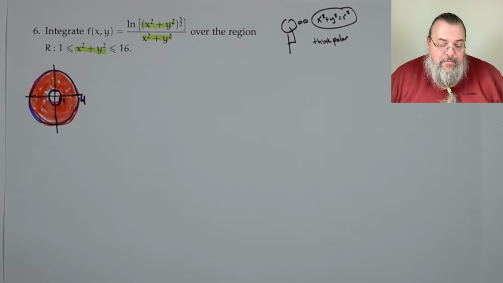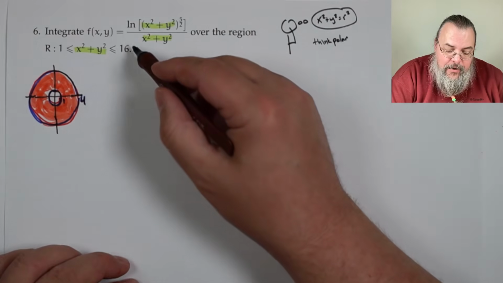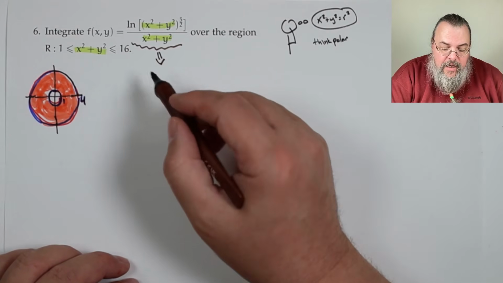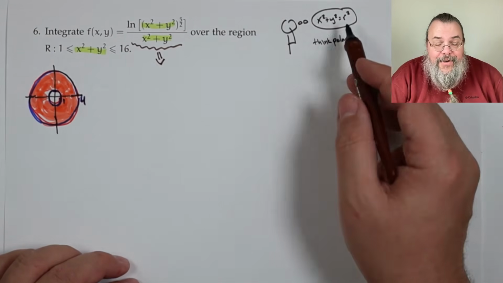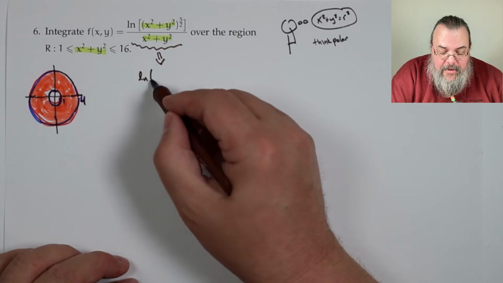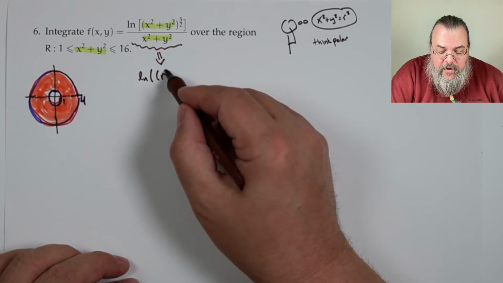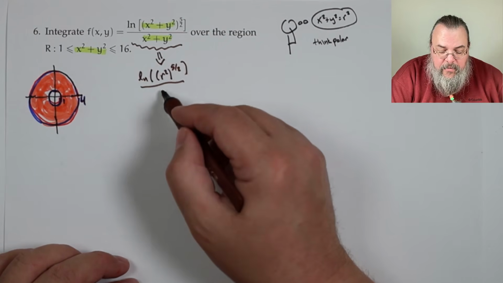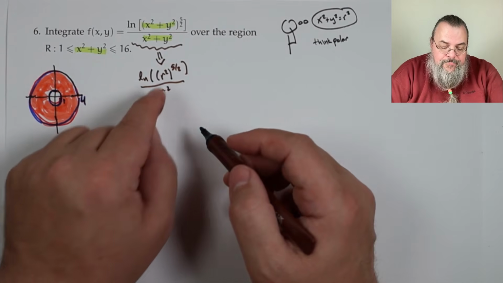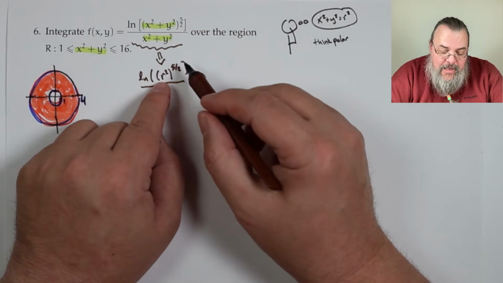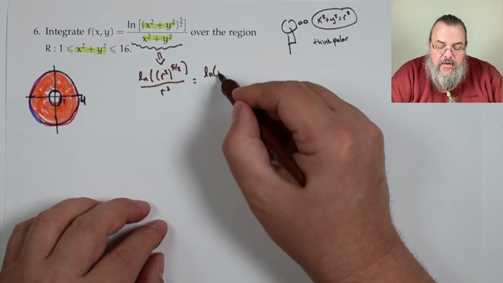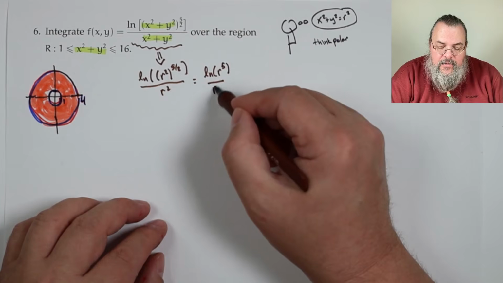All right. So with that in mind, we say perfect. So we're going to set this problem up in polar. So we need to think about how do we change the function? Well, we say anywhere you see an x squared plus y squared, you put r squared. So this becomes log of (r squared) to the power 5 halves over r squared. Now, we're going to take advantage here. R squared to the 5 halves power, that's log r to the 5th over r squared.